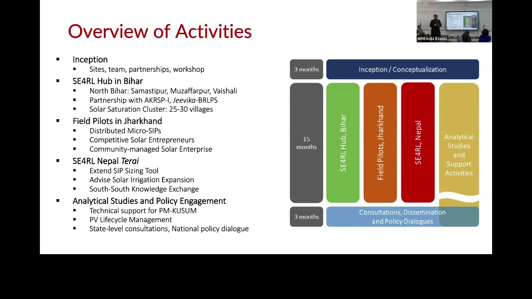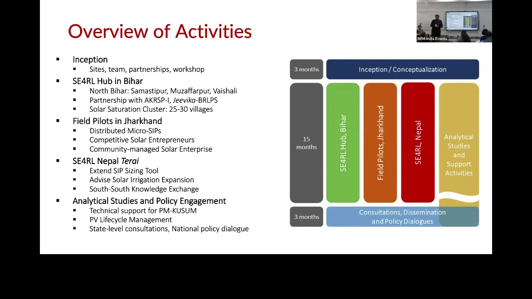The other thing that we do in Nepal, in an earlier project, we worked with GIZ and the Indian Council for Agriculture Research to develop a solar irrigation pump sizing tool. This tool has now been adopted by the Ministry of New and Renewable Energy to be used in Kusum, which is the Government of India's ambitious solarization program. Now we are going to adapt this tool also for the Nepal context and see how the same tool can be used in Nepal, but maybe also in other contexts.